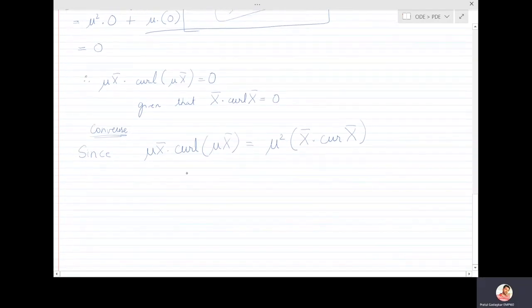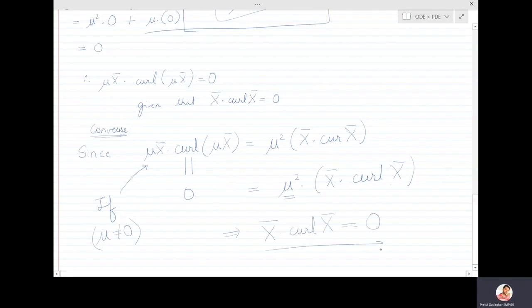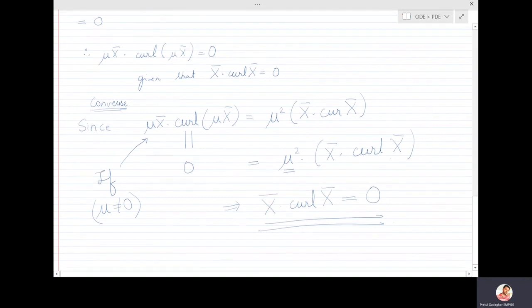Therefore, if mu x bar dot curl mu x bar is equal to zero, then this will mean that zero is equal to mu square into x bar dot curl of x bar. And mu is a non-zero quantity, because if mu is zero, then nothing is remaining to prove. So we will assume that mu is always a non-zero quantity, otherwise this will make no sense. So this will mean that x bar dot curl of x bar has to be equal to zero. So this finishes our lemma.